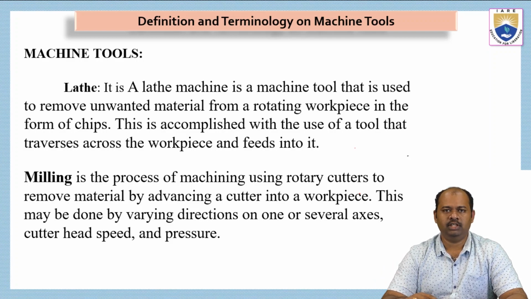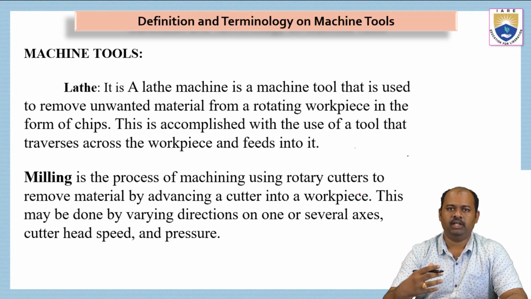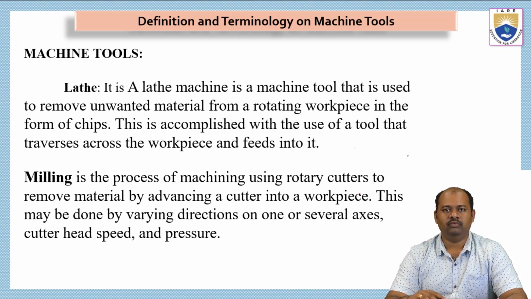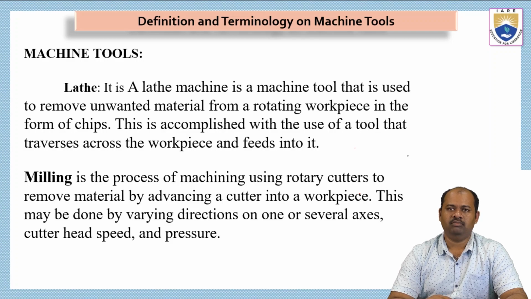So the lathe machine is very widely used in most of the mechanical engineering applications, and most of the metal parts will be turned or will get their shape based on the work that is done on the lathe machine only. And then we have the second type of machine, that is milling machine. So what is a milling machine?